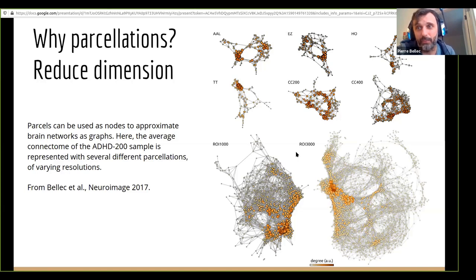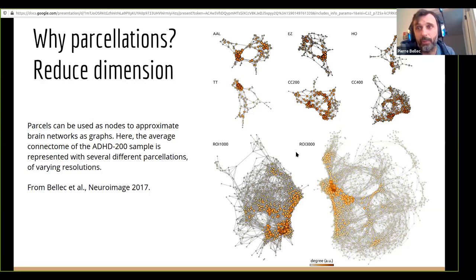So here you've got some networks, or actually those are average connectivity patterns, the ADHD200 sample that we released almost a decade ago with a few folks. And the paper is still quite recent, but it's because I was very lazy and slow writing it. So we released publicly some pre-processed data for a competition, and we also released a bunch of connectomes. And here you've got some connectome built from the average of the whole sample.